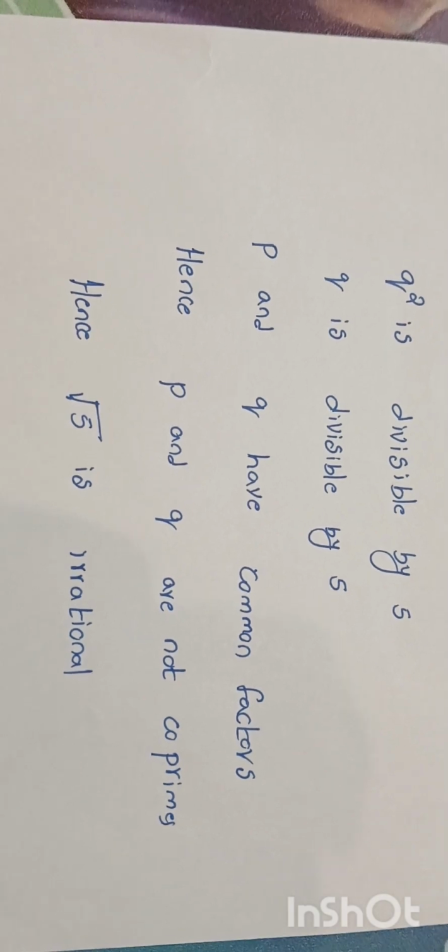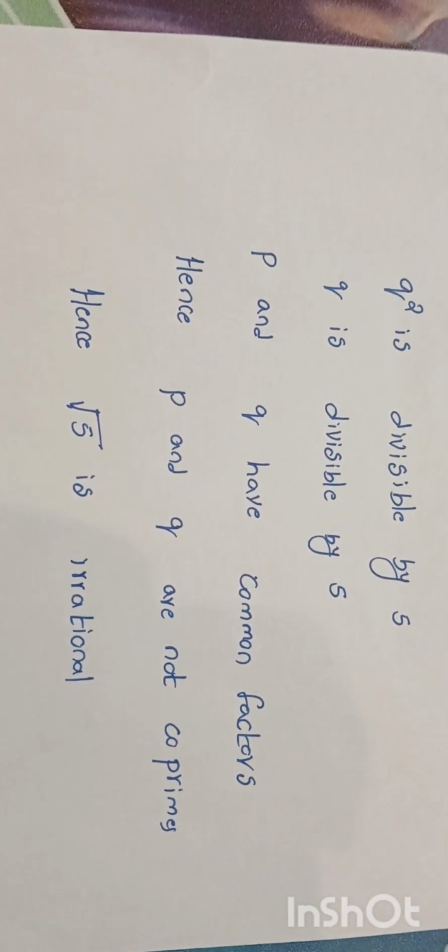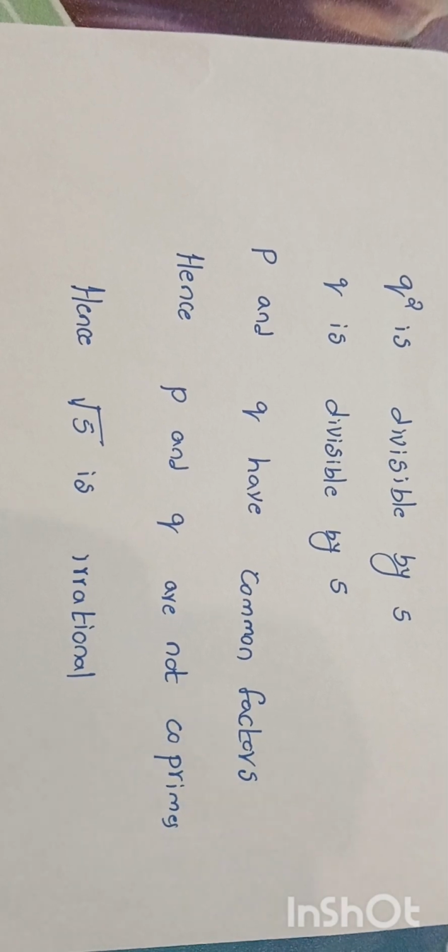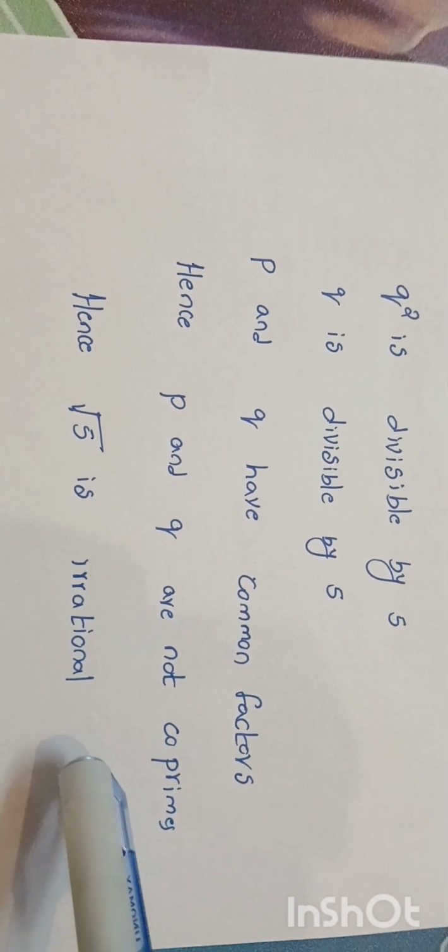But we assumed P and Q are co-primes. But co-primes didn't have any common factors. Hence our assumption is wrong, and P and Q are not co-primes. Hence proved root 5 is irrational.